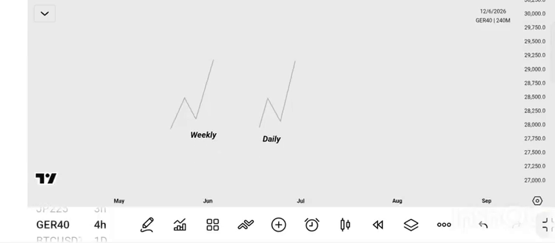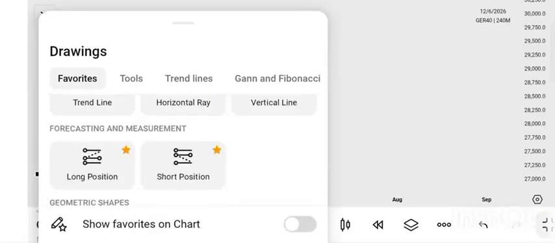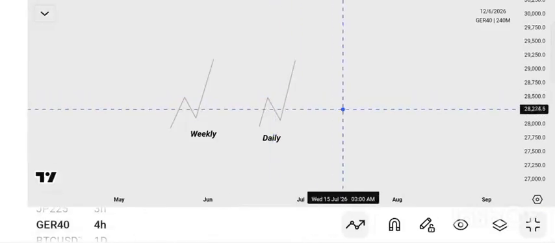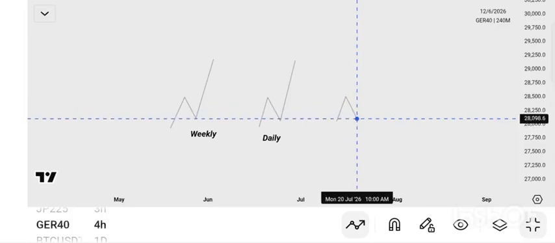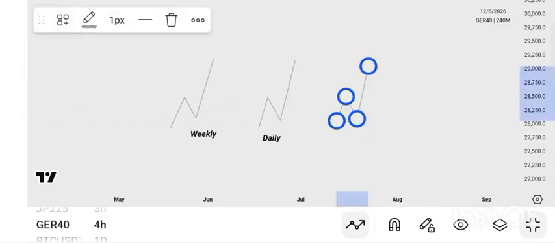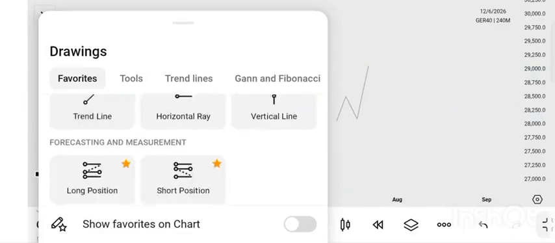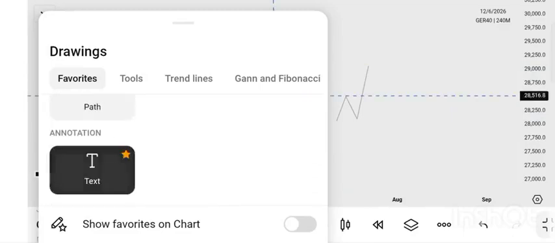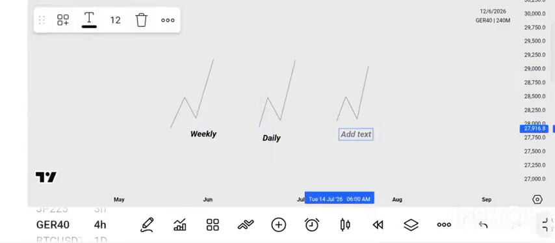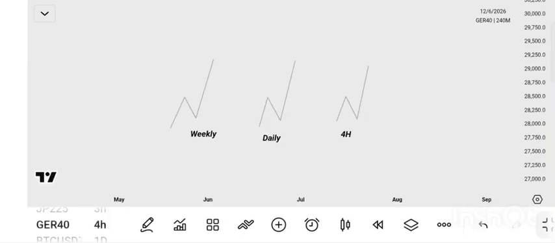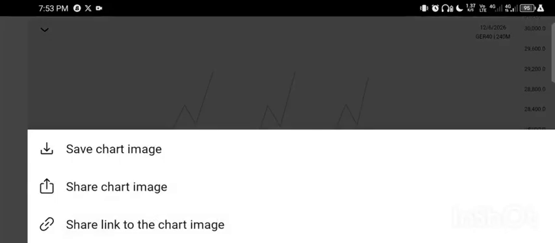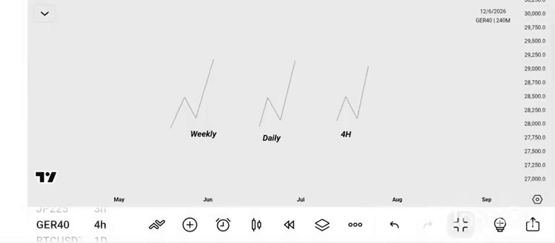So daily is giving me a break of structure to the upside, and then we have the 4 hours, giving us a break of structure to the upside again. So you can see that all these time frames are giving us the same direction. This kind of trade hardly fails. Not that they don't fail, but they hardly do, because all time frames are in alignment.